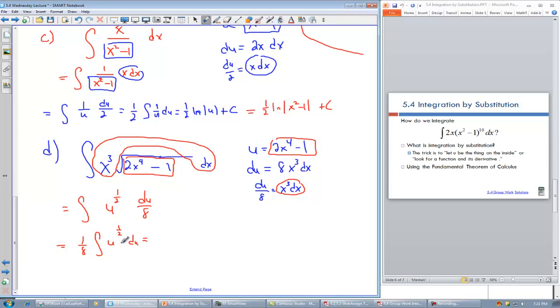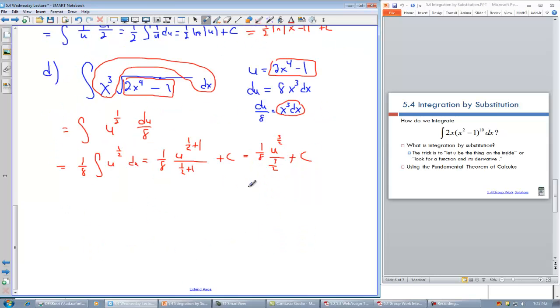And this is just a power of u, so I add 1 and I divide by it. So this is 1/8 u to the 1/2 plus 1 divided by 1/2 plus 1, plus c, which is equal to 1/8 u to the 1/2 plus 1, that's 3/2, right? Half a cup plus 1 cup is 3/2 of a cup. And then divided by 3/2 plus c.